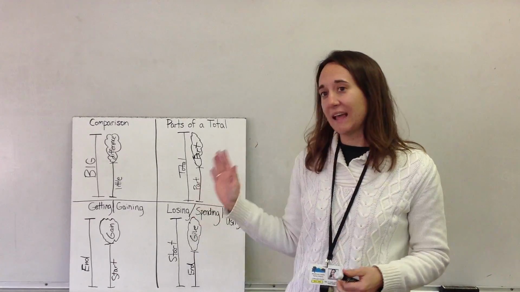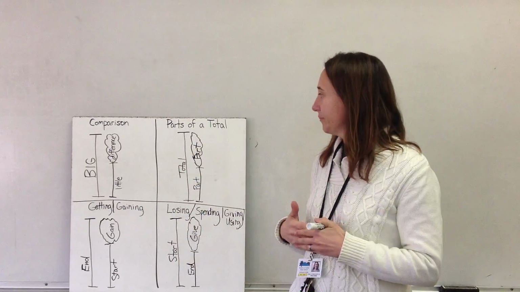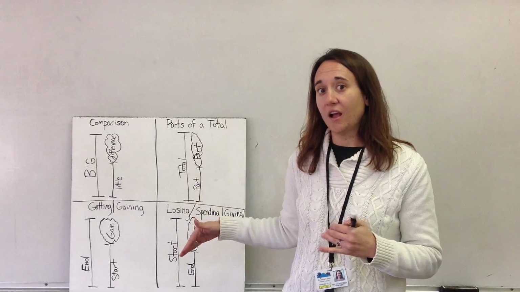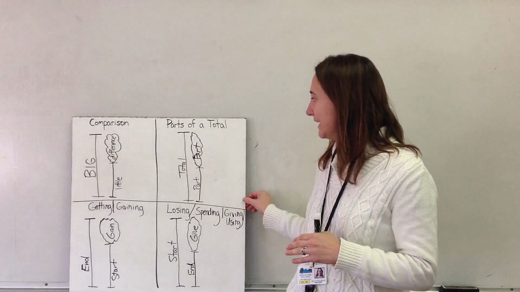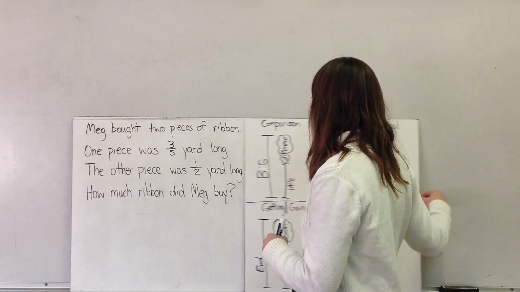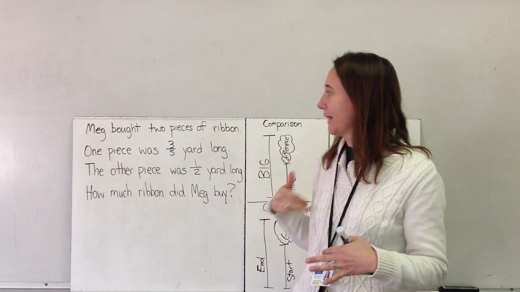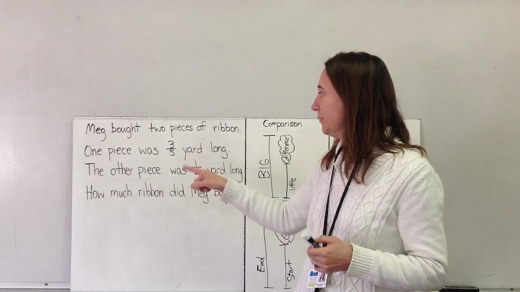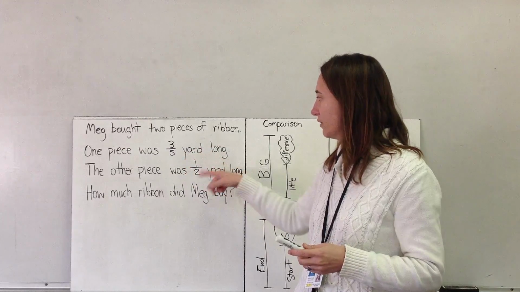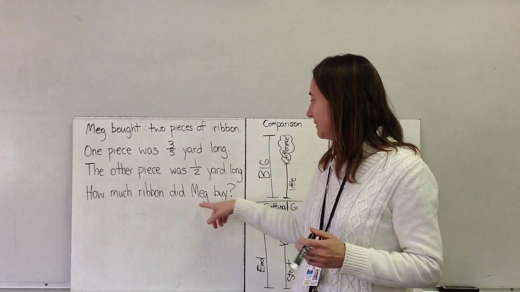So helping kids see that, we're just going to start with some very basic problems, just so you get an understanding of what's happening here. All right, so we're going to keep this right over here so we'll be able to reference it. I know it's behind me, but I'll get out of the way. But let's just read this problem. Meg bought 2 pieces of ribbon. One piece was 3/5 of a yard long. The other piece was 1/2 of a yard long. How much ribbon did Meg buy?